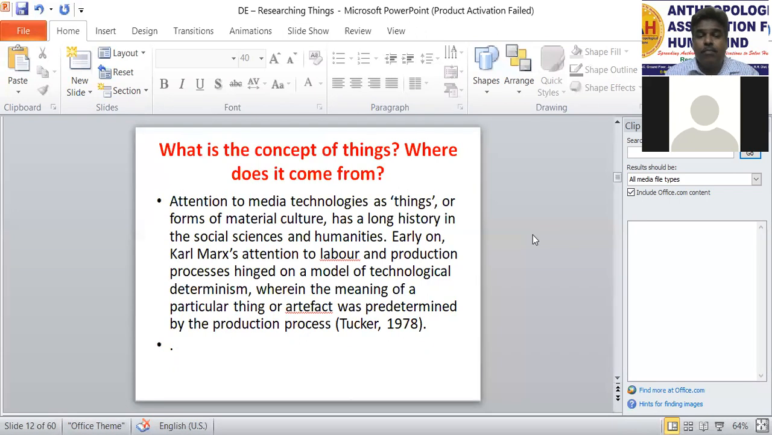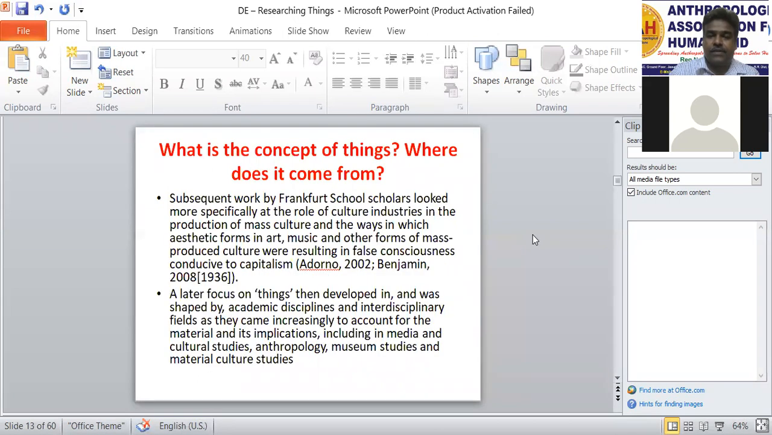Early on, Karl Marx's attention to labor and production processes hinged on the model of technological determinism, wherein the meaning of a particular thing or artifact was predetermined by the production processes. Tucker, 1978.